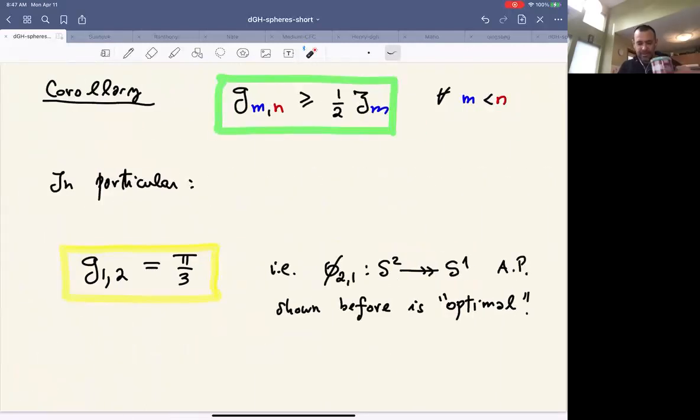And as a corollary of that, we obtain that the distance between Sm and Sn is always lower bounded by 1/2 zeta m. And in particular, we also now obtain that G12 is exactly equal to pi by 3, because we had already constructed a correspondence providing this upper bound. So that means that the phi 2,1 that I showed you before is optimal.